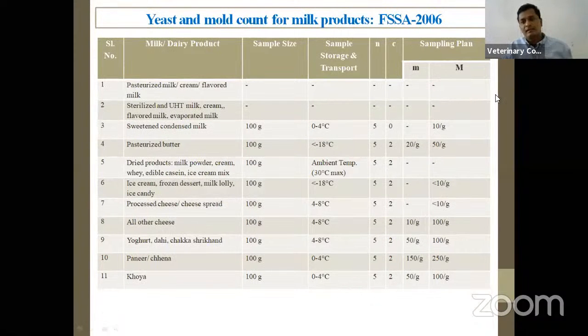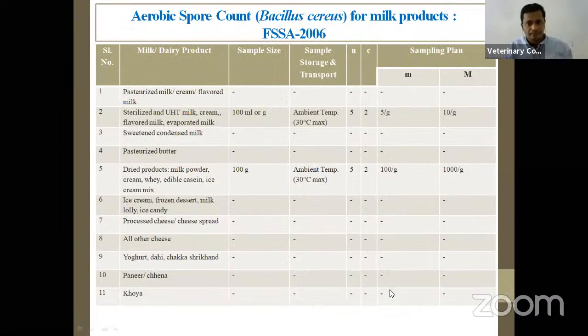Yeast and mold as a hygiene indicator. At times, in addition to the bacteria, certain yeast and mold also grow in milk and milk products. Again, the same sampling plan has to be applied as we use for standard plate count or aerobic plate count. Aerobic spore count.